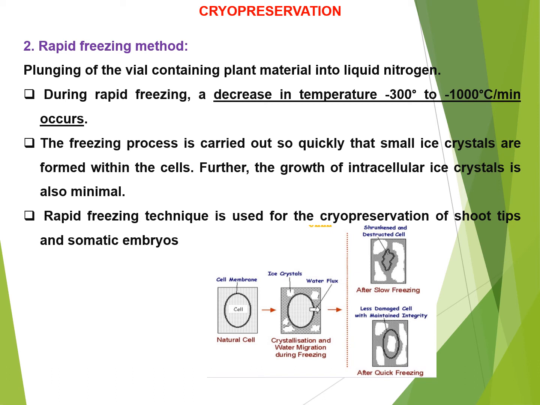Rapid freezing method. In this method, the vials containing the samples are immersed into liquid nitrogen. This leads to rapid freezing, a decrease in temperature of minus 300 to minus 1000 degrees centigrade per minute. The process is so fast that only small ice crystals are formed within the cells. The growth of these intracellular ice crystals is prevented. This method is useful in cryopreserving shoot tips and somatic embryos.